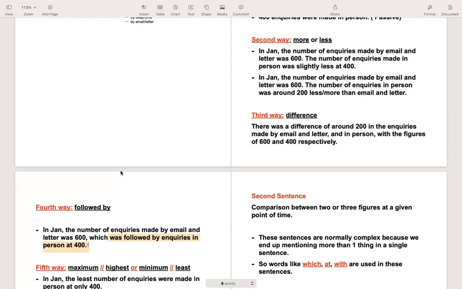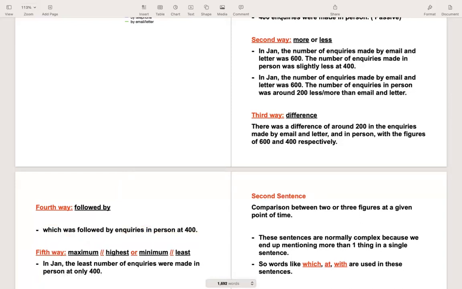Inquiry is by email and letter and also in person. No, clearly you're not saying that. You are saying inquiry in person. Leave that. Tell me what are the two things. The number of inquiries made by email and letter is 600, and inquiry in person is 400. No, forget this part. Now tell me, there are two things in this sentence. What are the two things in this sentence?